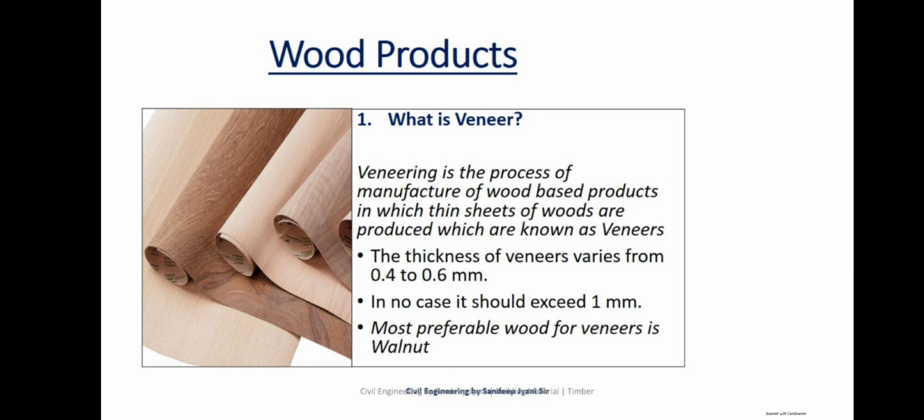Wood products. What is veneer? Veneering is the process of manufacturing a wood-based product in which thin sheets of wood are produced, which are known as veneers. The thickness of veneers varies from 0.4 to 0.6 mm. In no case should it exceed 1 mm. The most preferable wood for veneers is walnut.